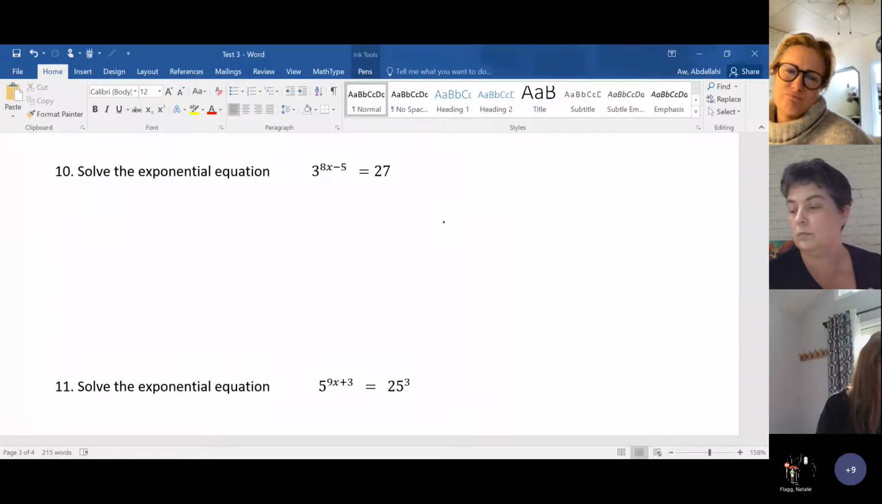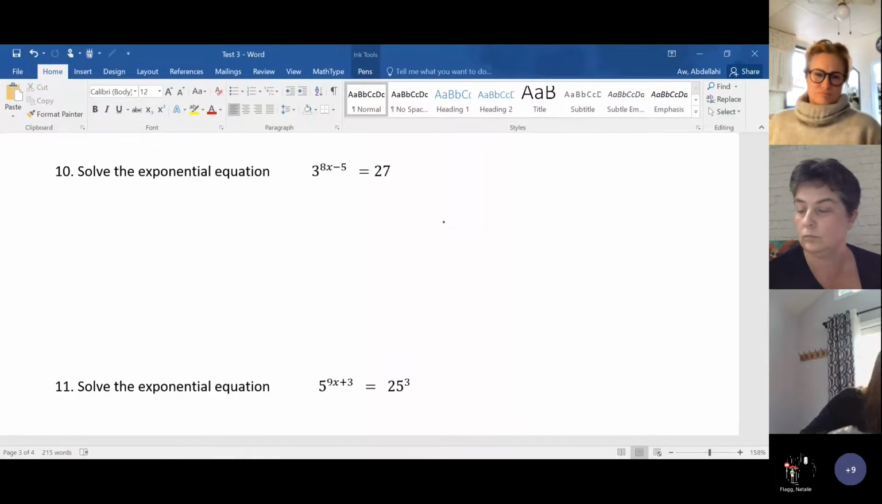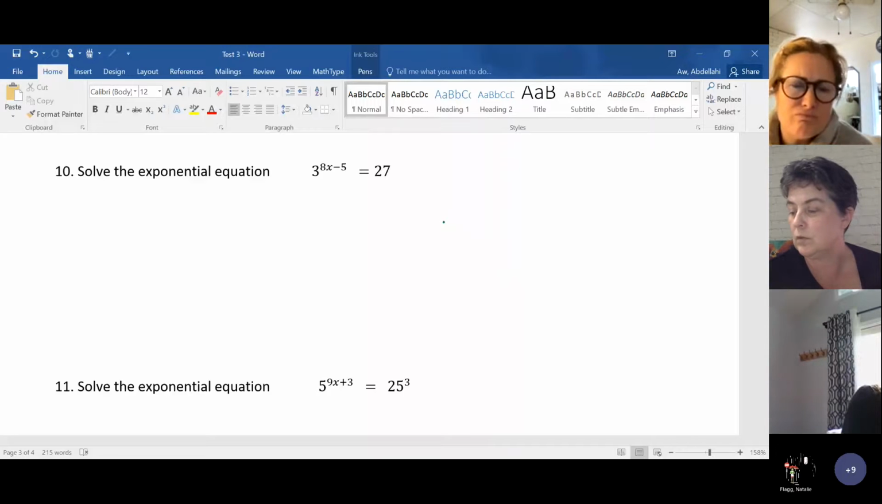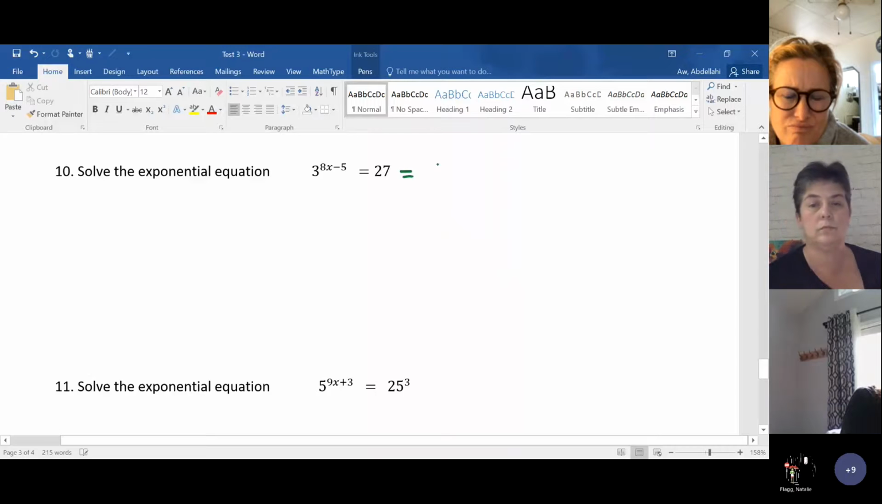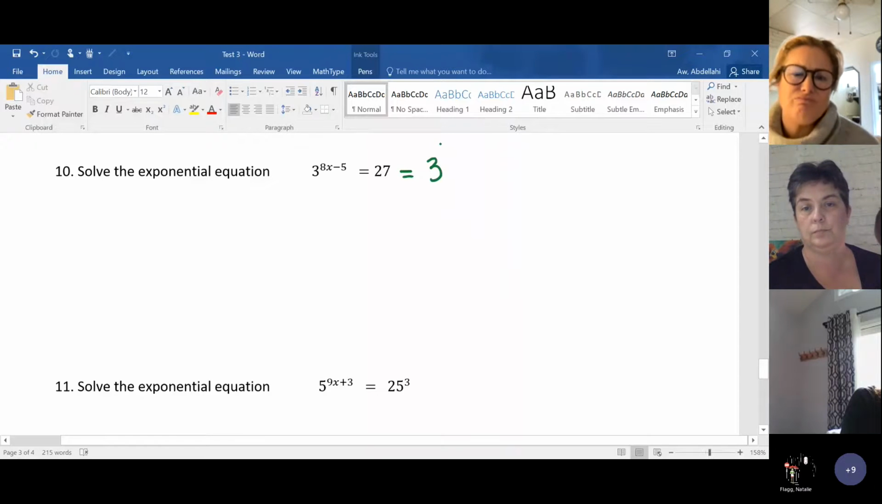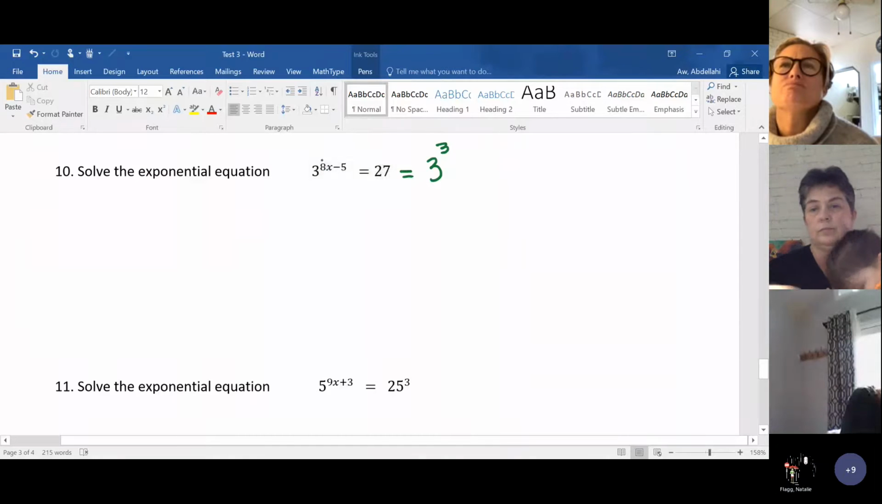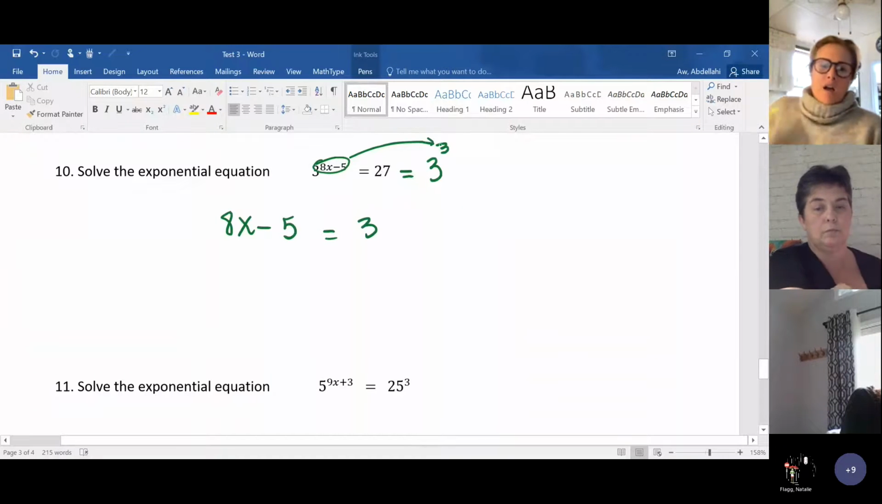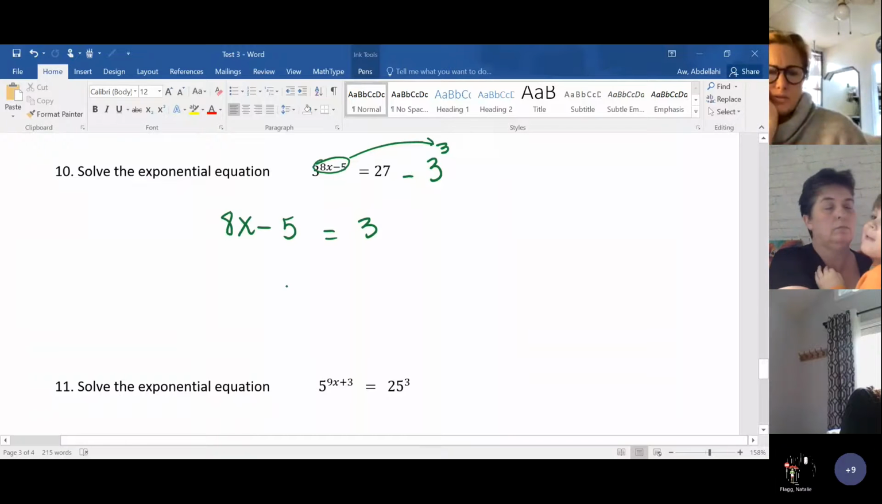Which means when you see 27, it is intentional. We put numbers that you can write in base 3, right? And 27 happens to be 3 to what power? 3 to the third, right? Okay. So we're going to say 8x minus 5 is equal to 3. After we write everybody in the same base, now you can equate the exponents. So you get x equal 1, right?